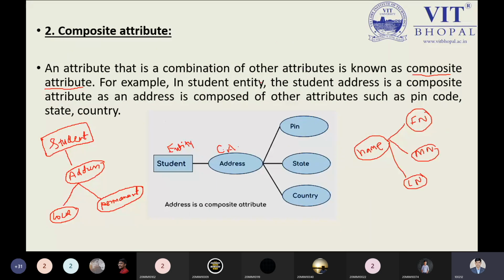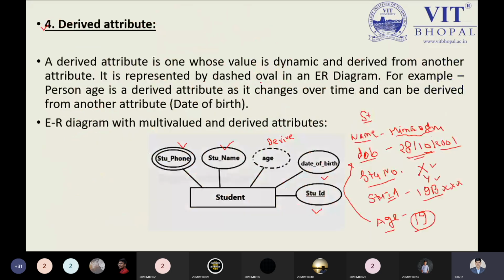After this point, we have the derived attributes. In that example, there is no special thing required, but let me first explain its symbol. It is recognized by the dashed oval or dashed ellipse. This is the notation for representing the derived attribute. You will be able to see your age will be derived, but from which point? Date of birth.